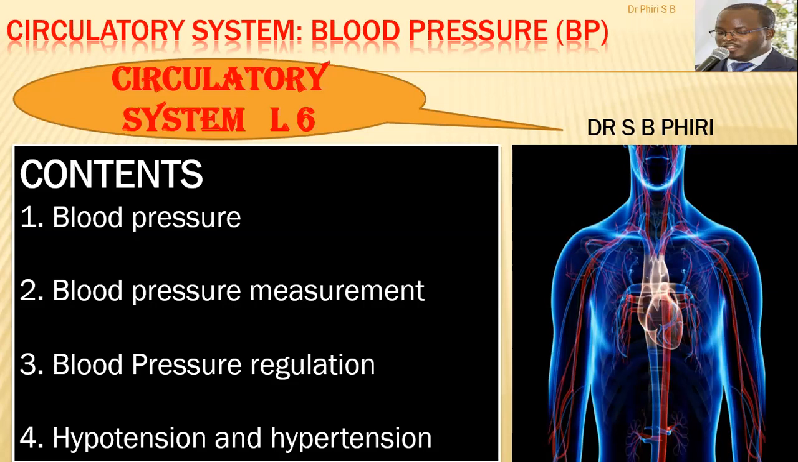So at the end of this class, you should be able to describe blood pressure and also measurements of blood pressure, regulation of blood pressure, and you should also be able to discuss some disorders associated with blood pressure, talking of hypotension, low blood pressure, and hypertension, increased blood pressure. So how can you define blood pressure? This is where we're starting from. So let's look at just the general information about blood pressure. In simple terms, what is blood pressure?